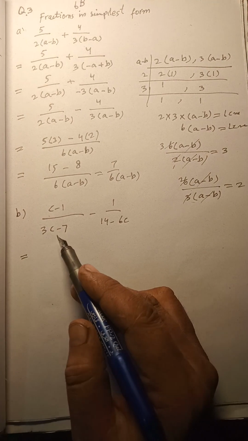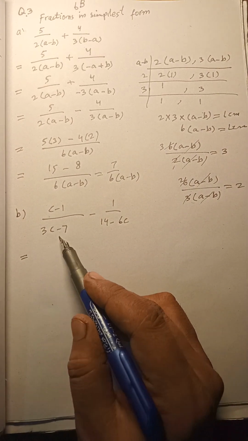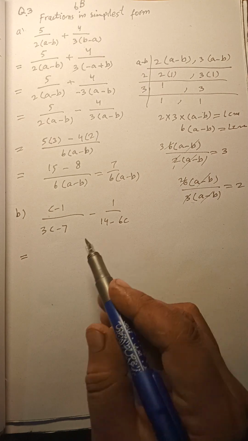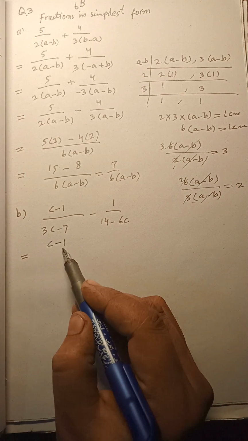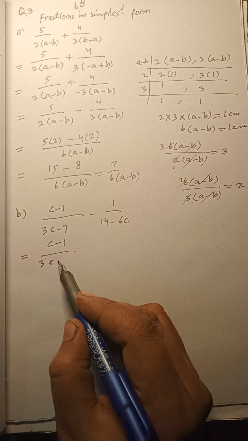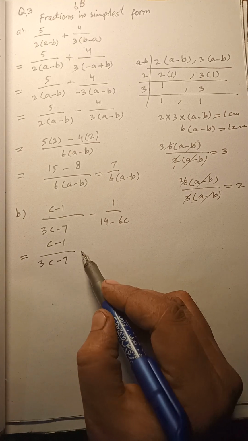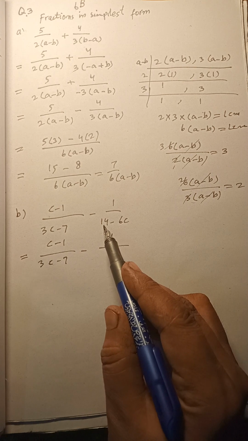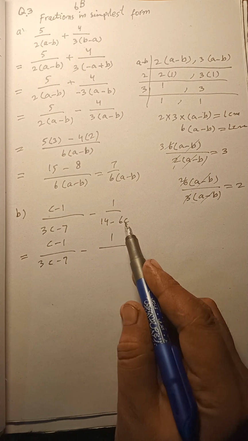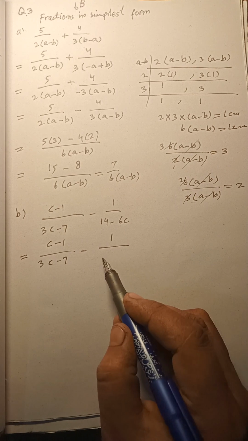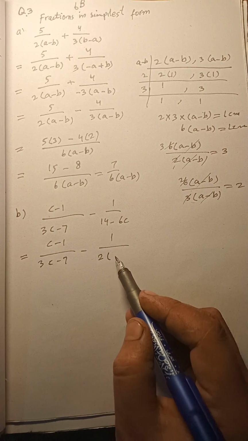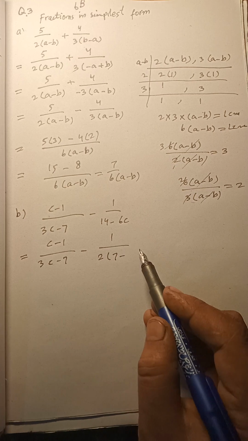Dear students, see here (c minus 1) over (3c minus 7). This is simple, but this denominator is complex to some extent, so we should simplify this denominator as well. I am going to simplify it. You know that we can take 2 as common from 14 and 6. If I take 2 as common, then 2 7s are 14 and 2 3s are 6.